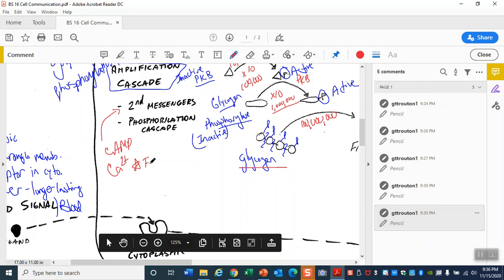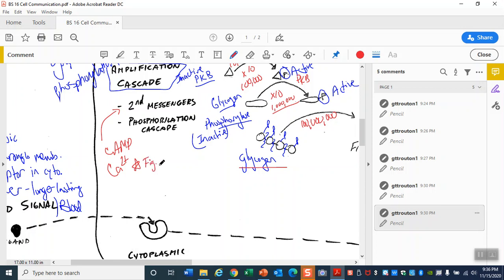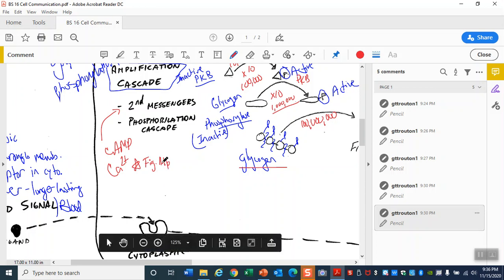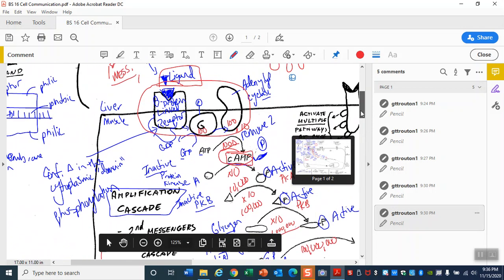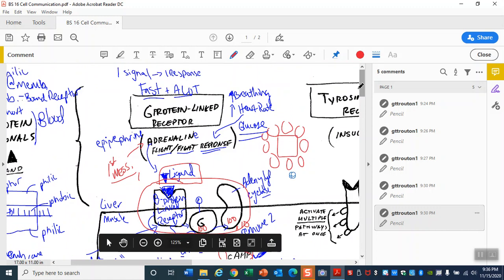Also, I'm going to go ahead and add this. Figure 11.16 in your textbook is a good reference for this. All right, and that's going to do it for this video. Actually, let me just add one more thing really quick, just because I forgot to do it.